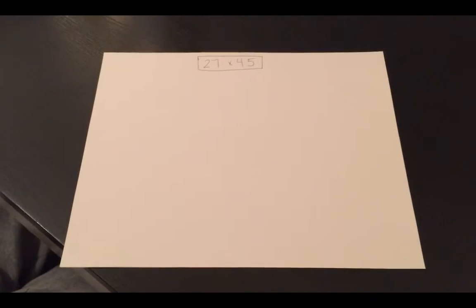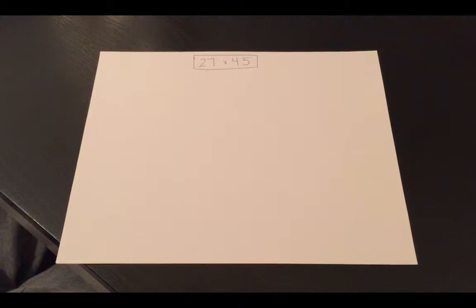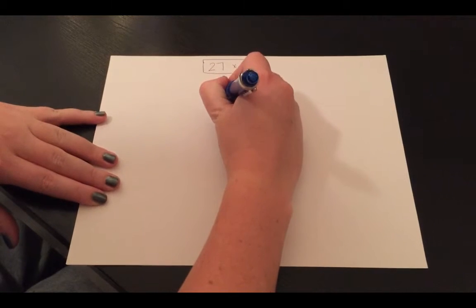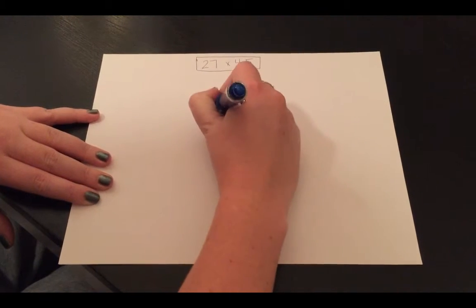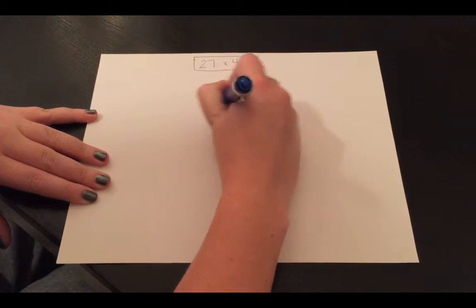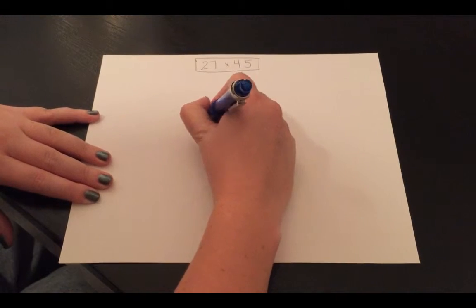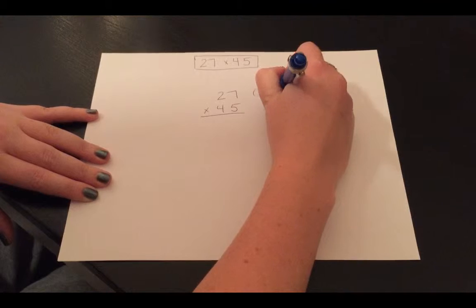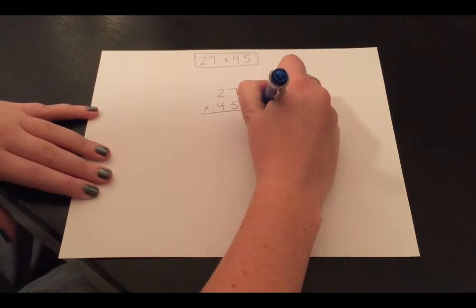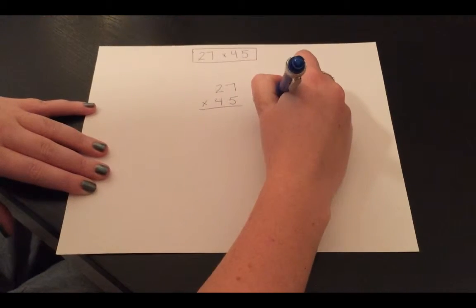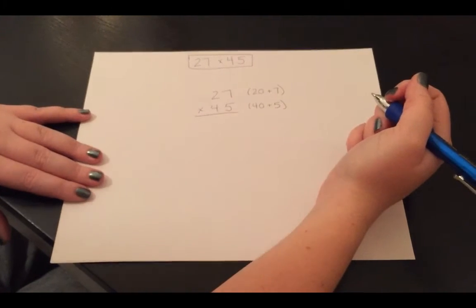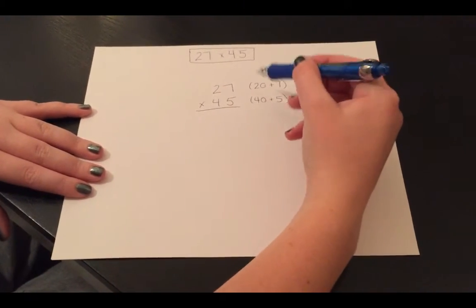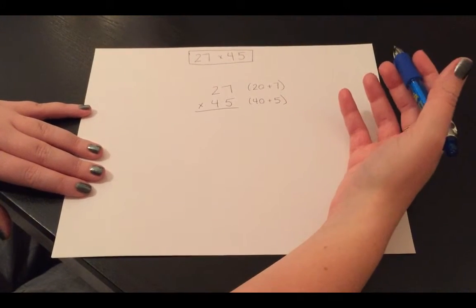So now we're going to work on our second practice problem for partial products, 27 times 45. We're going to set it up just like we would the standard algorithm. And write it in expanded form off to the side. Again, this is just helping to serve to us and our students a friendly reminder that 27 is made up of a 20 and a 7, not a 2 and a 7.